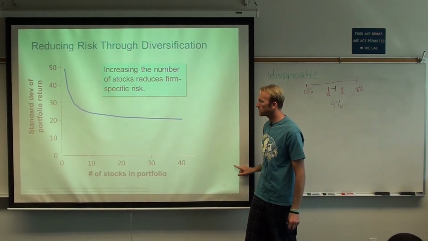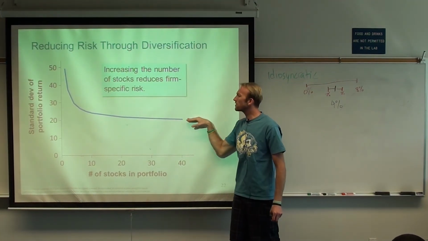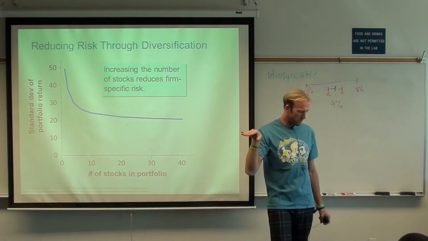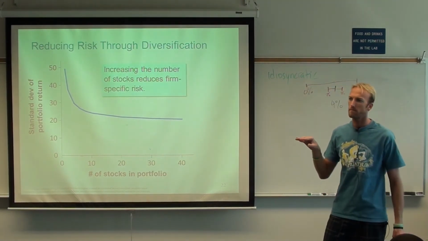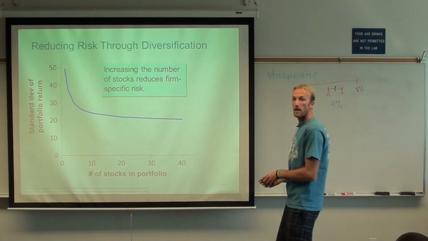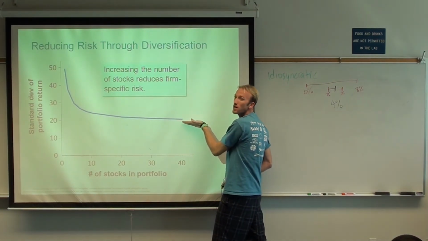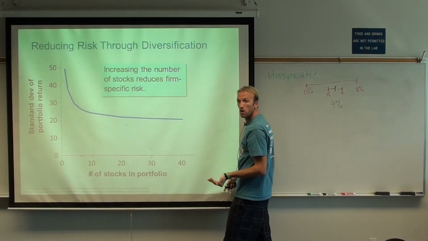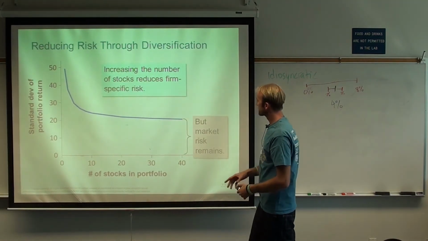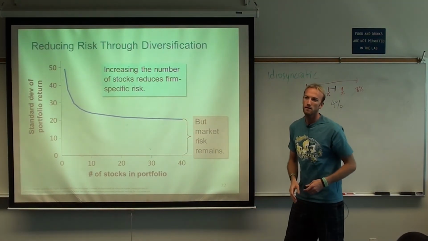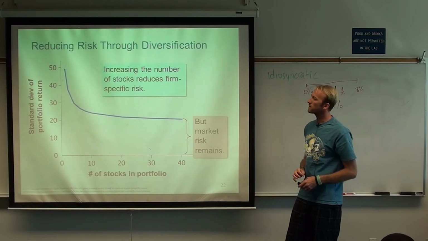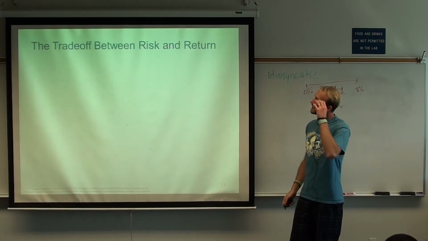In order to diversify. But why does it settle at 20% and not go below that? Who can tell me? Because of the market risk, right? There's still going to be market risk. So this is saying there's a 20% chance that the whole market is going to go down together. Okay? That's this thing called market risk.